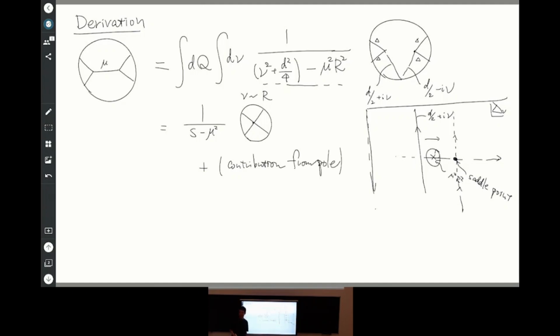There are two interpretations of this contribution from the pole. From the conformal field theory point of view, this contribution from the pole basically fixes this dimension to be something related to nu, and it turns out that this is basically an S-channel conformal block.